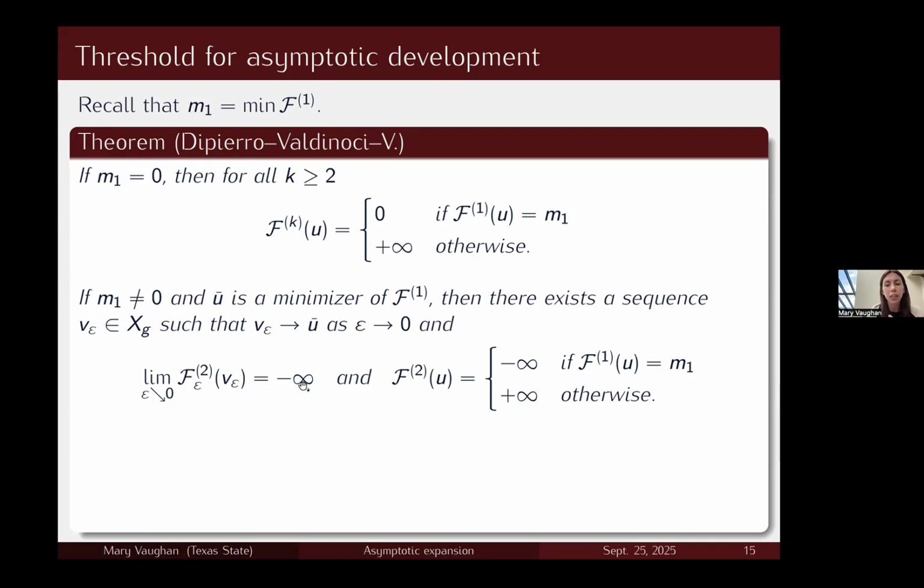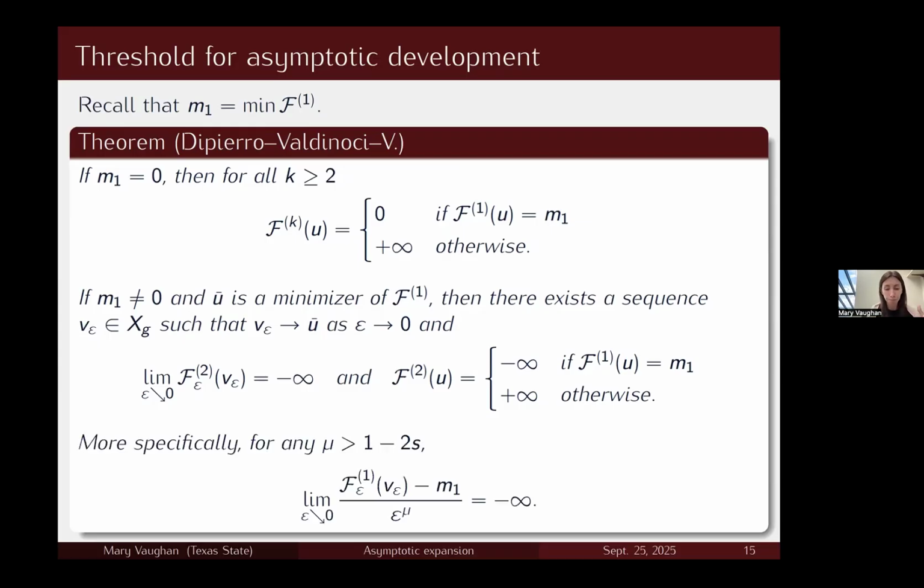So what is that telling you? That's telling you that the second order term in your asymptotic development is minus infinity if you're a minimizer and plus infinity otherwise. So really, there is no meaningful second order asymptotic development at all for this non-local functional.